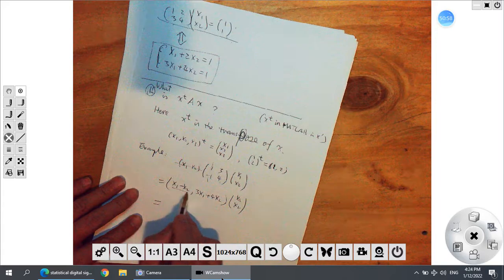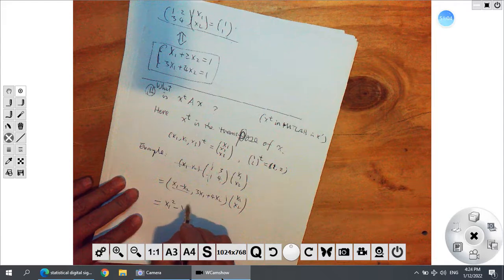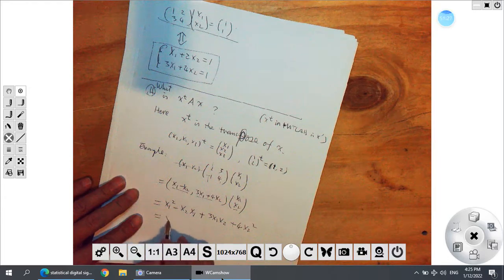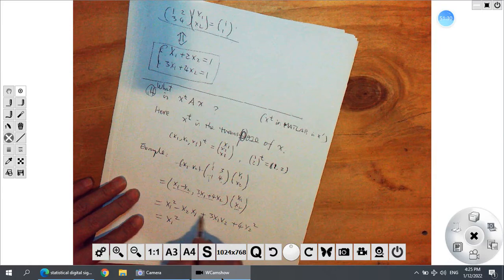And here's x1, x2. And then element by element, the first row times this column, I have x1 squared minus x2 times x1. And the second element, this is 3x1 x2 plus 4x2 squared. And then do summation, right? Element by element, do multiplication, and then add them together. Result is x1 squared, minus 1 plus 3, so it's a plus 2 x1 x2, right? x1 x2 and x2 x1 are the same. The last one is 4x2 squared.